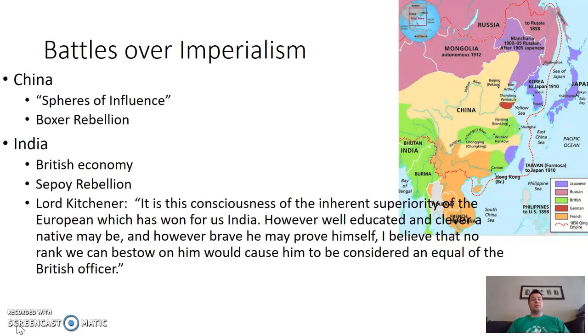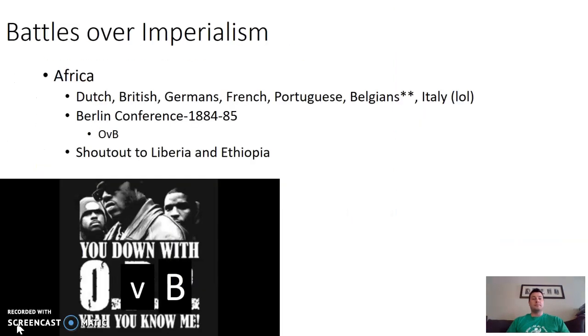Lord Kitchener, who's going to be one of the major figures in all of this: "It is this consciousness of the inherent superiority of the European which has won for us India. However well educated and clever a native might be, and however brave he may prove himself, I believe that no rank we can bestow on him would cause him to be considered an equal of the British officer." These quotes make you want to vomit now, or at least they should. This concept, again, that different means unequal. But it's the elements of social Darwinism and nationalism taking a turn towards the negative that is really allowing these people to justify these ideas.